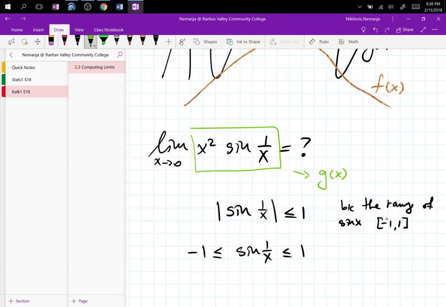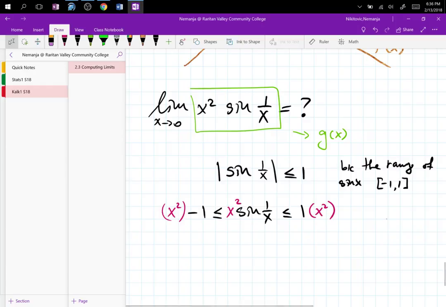And now you compare what you have with what g of x is, because g of x needs to be in the middle. And you quickly realize that the difference is x squared. You multiply everywhere by x squared. It's a three-sided inequality, so you multiply throughout with x squared. And what you get is -x squared less or equal than x squared sine 1 over x less or equal than x squared. Whew. We trapped this really badly behaving g of x function.